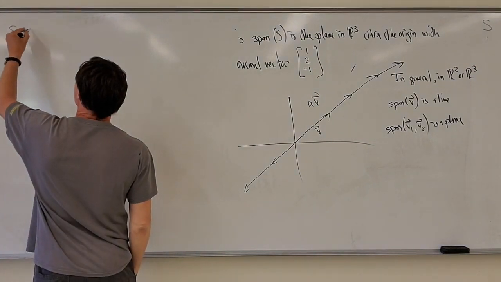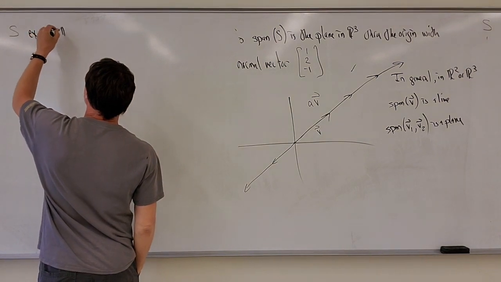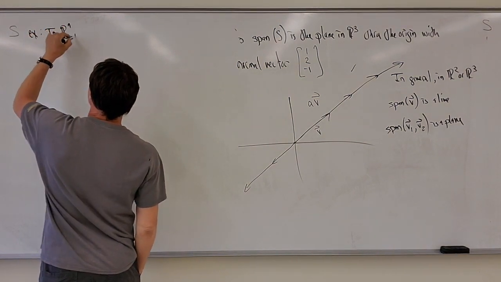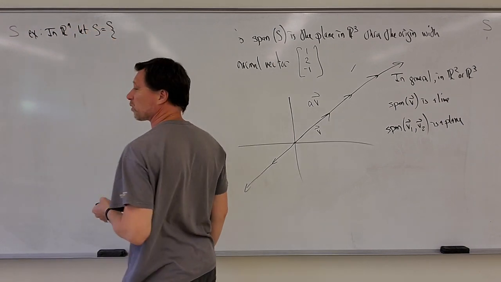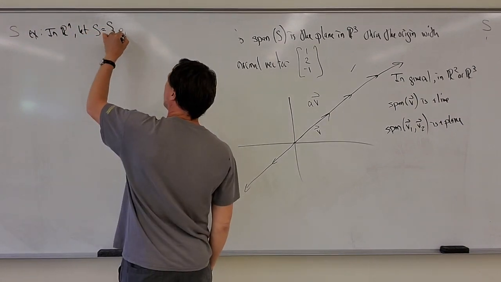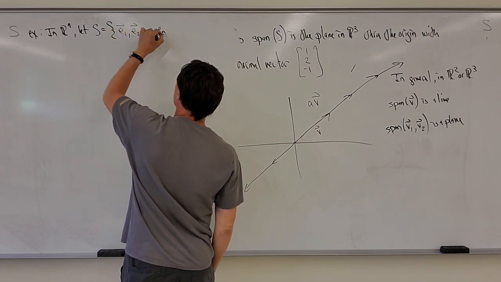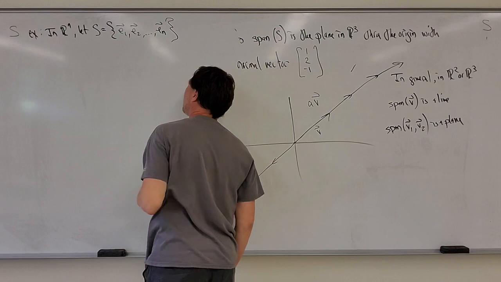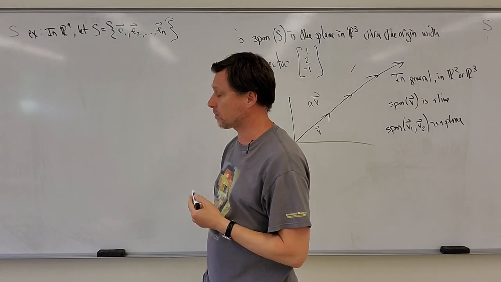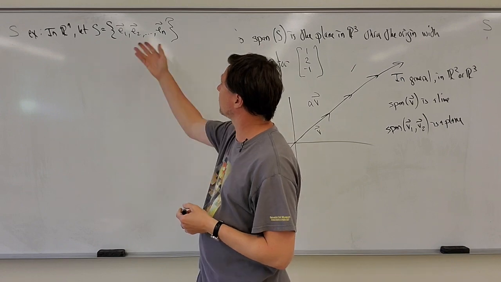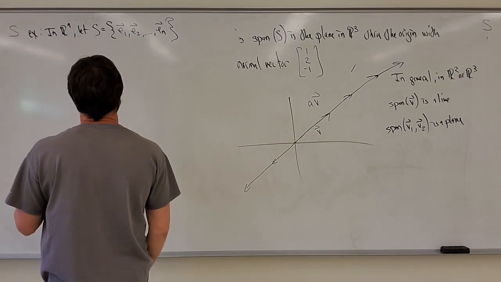So next example, in Rn, let S equal, we've seen this before, this is what we call the standard basis for Rn. It's the vectors E1, E2, up through E sub n. Remember, E sub i is the column vector that has zeros everywhere except in the ith spot. So let's take the standard basis vectors for Rn, and let's just look at the span.